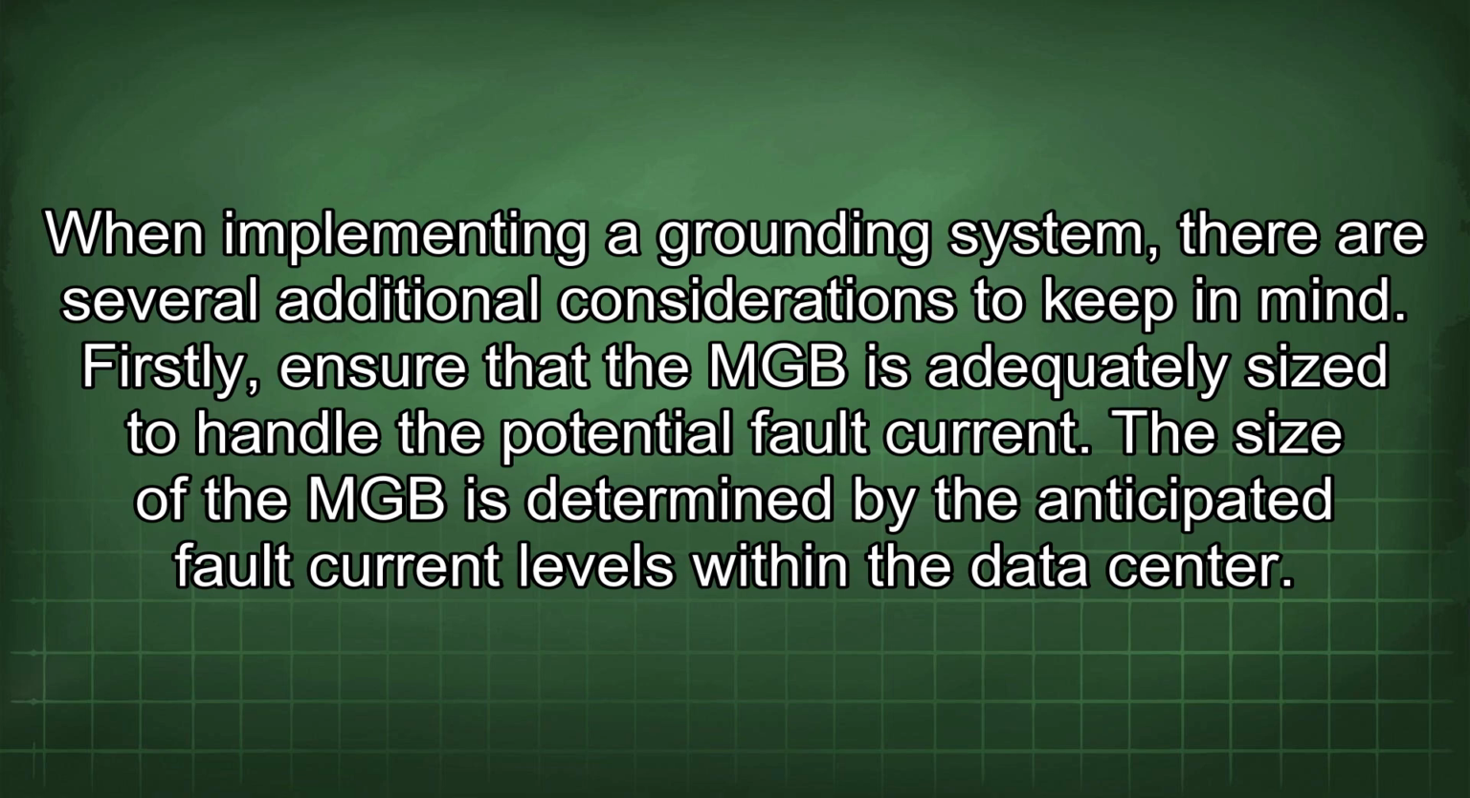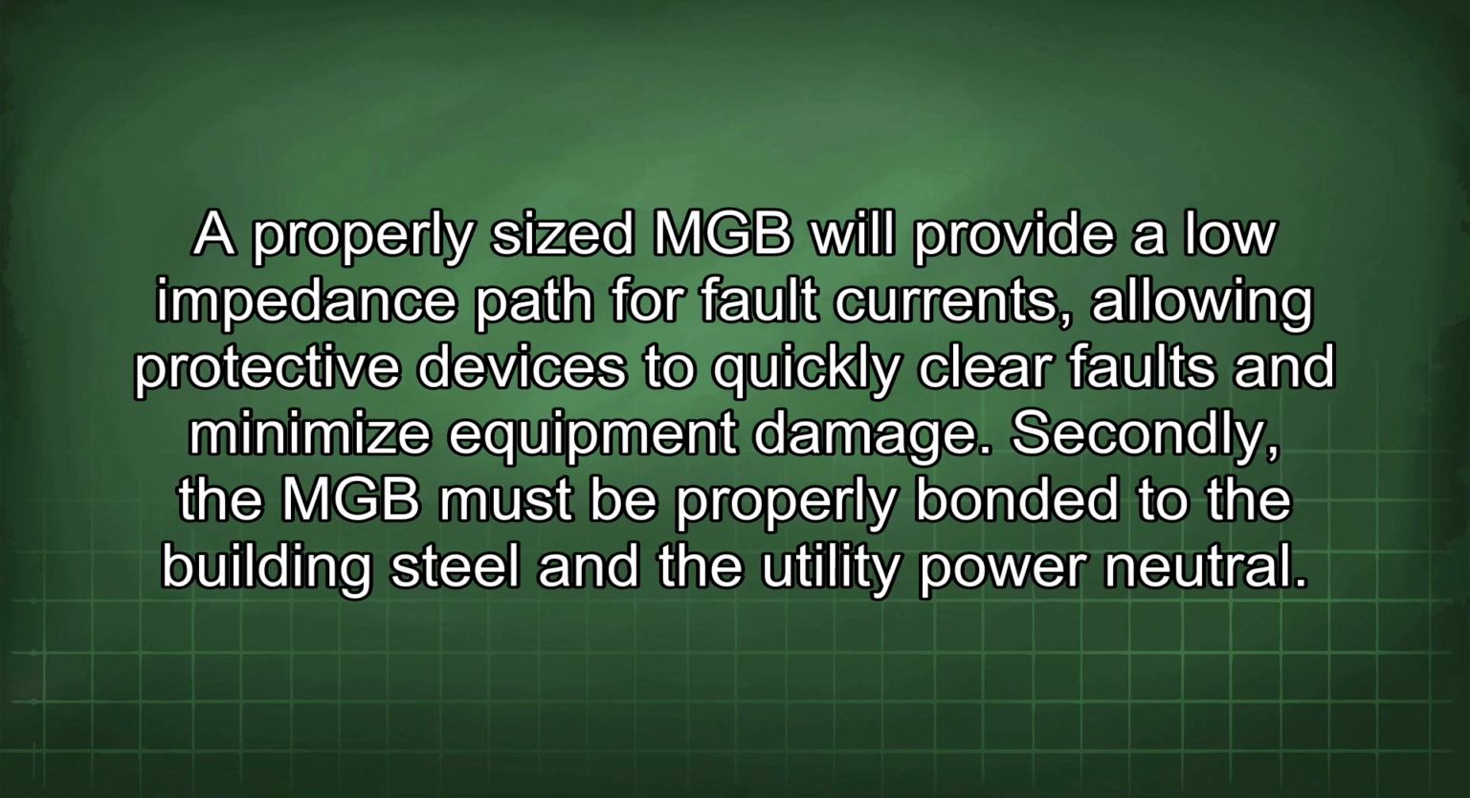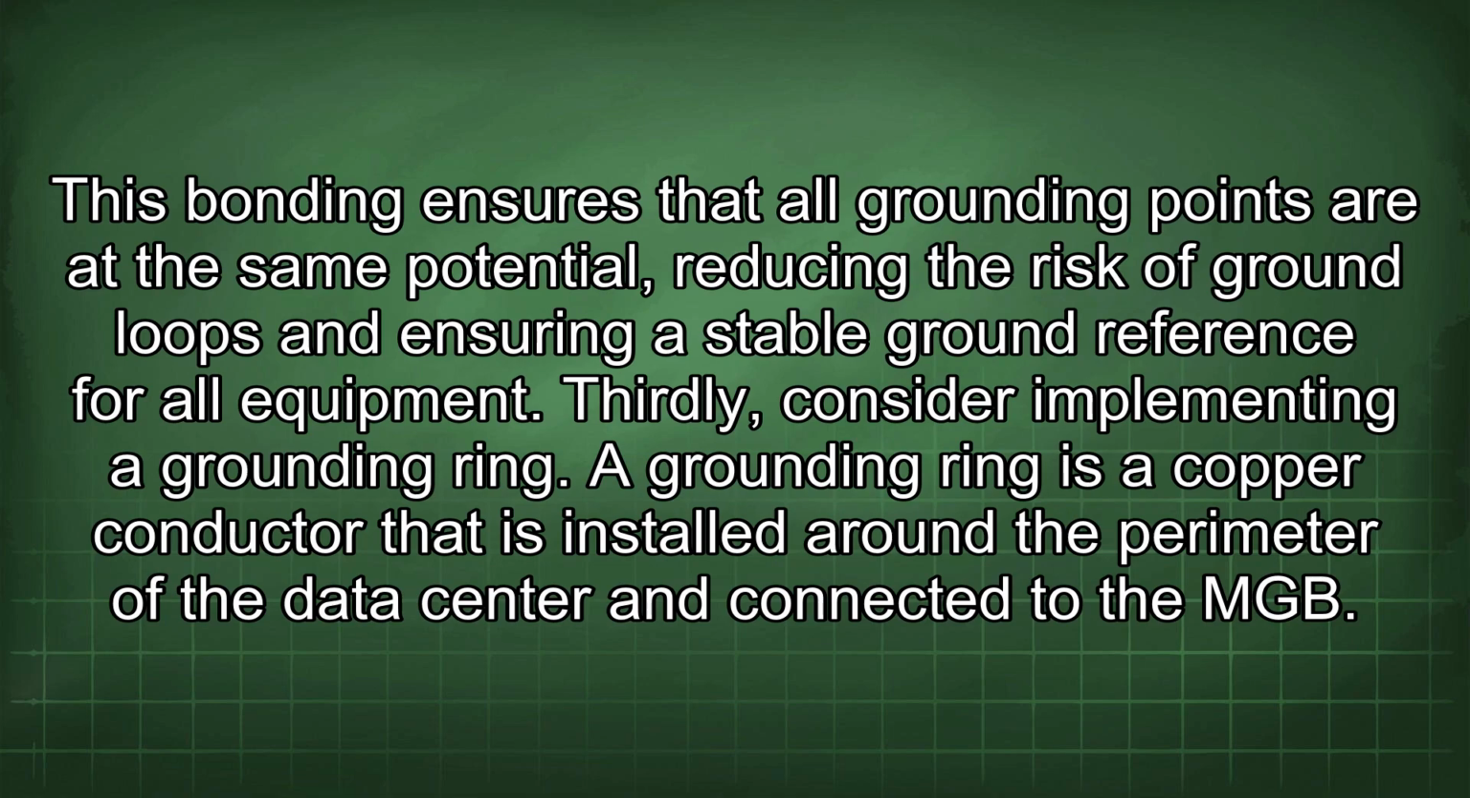When implementing a grounding system, there are several additional considerations to keep in mind. Firstly, ensure that the MGB is adequately sized to handle the potential fault current. The size of the MGB is determined by the anticipated fault current levels within the data center. A properly sized MGB will provide a low impedance path for fault currents, allowing protective devices to quickly clear faults and minimize equipment damage. Secondly, the MGB must be properly bonded to the building steel and the utility power neutral. This bonding ensures that all grounding points are at the same potential, reducing the risk of ground loops and ensuring a stable ground reference for all equipment.